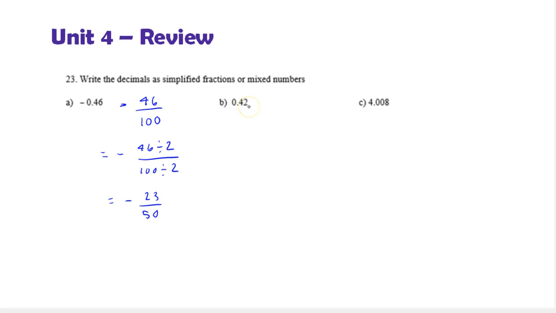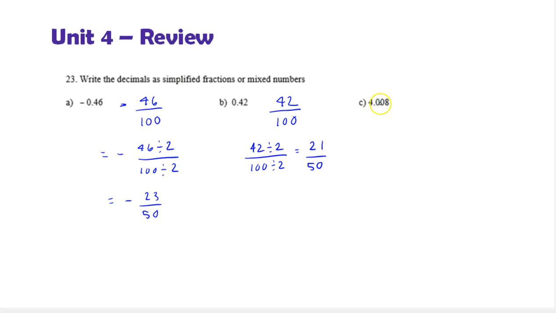Let's look at the next one, 42, and again that's going to be over 100 because we have the hundredths place. Okay, now I'll simplify. 42 is divisible by 2 because it's even. So I divided the top and the bottom by 2, and that is 21 over 50. Okay. 21 is not divisible by 2 or 5. It's not even, doesn't end in 0 or 5, so this is completely simplified.